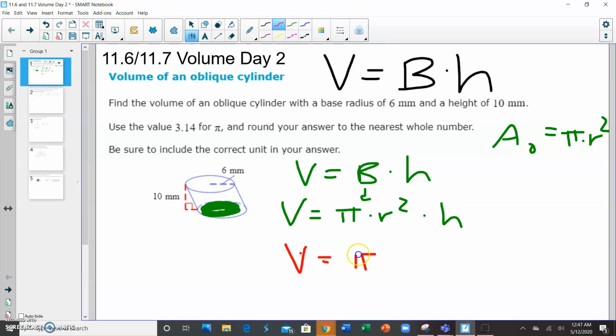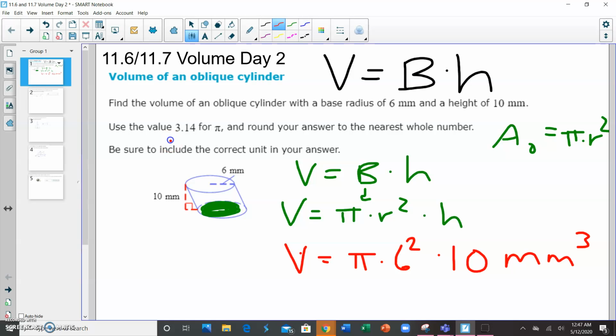Okay, so for this cylinder, it's going to be pi times the radius, which is 6 squared, times the height, which is 10. And because it is a volume, it's 3 dimensions, because base is 2 dimensions, that's an area, and height is a third dimension. So that's going to be millimeters cubed.